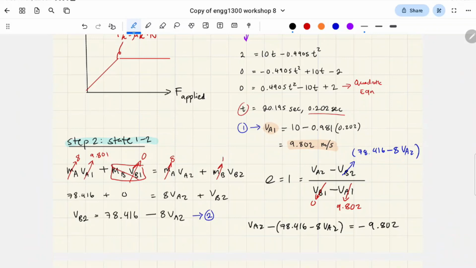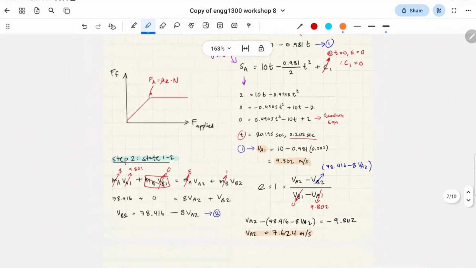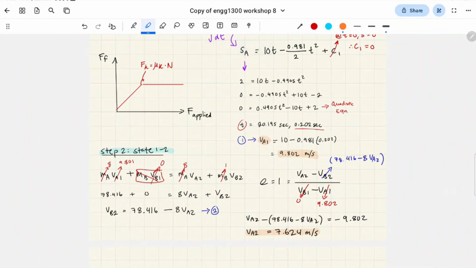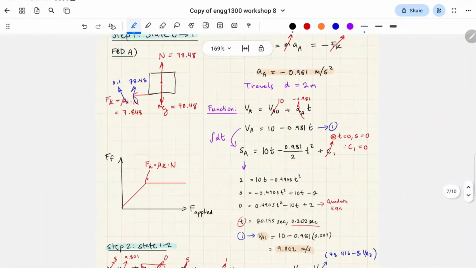Right. We just group the terms together. So VA2s, and then constant on the other side, divide them out. We get that VA2 is 7.624. Okay. So VA2 is the velocity of box A after it collides, right, with box B. And you'll notice that box A is also going to be moving to the right because it's so heavy. It's like 8 times heavier than box B, right? So it's also going to be ending up moving to the right.